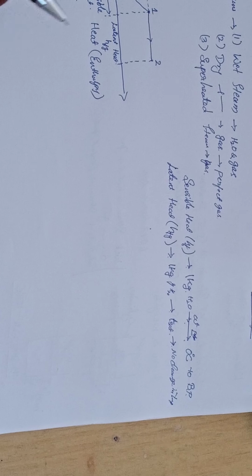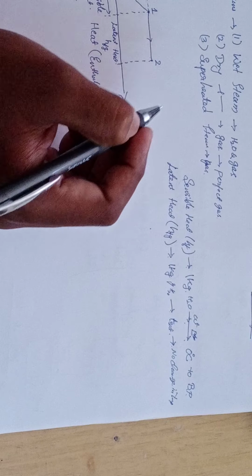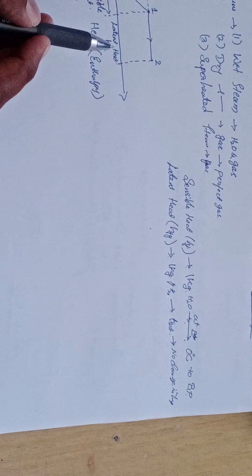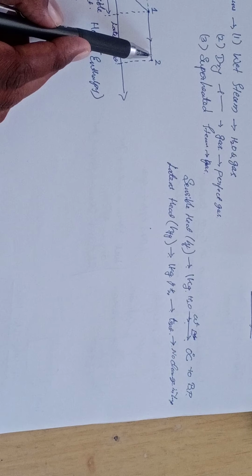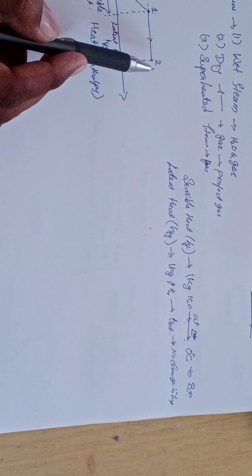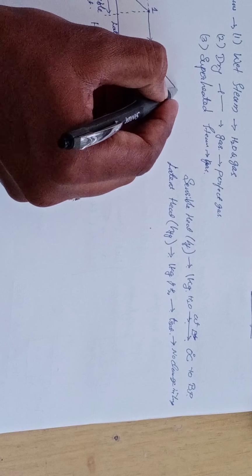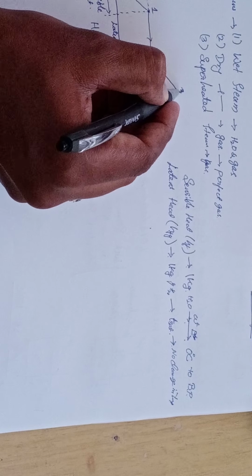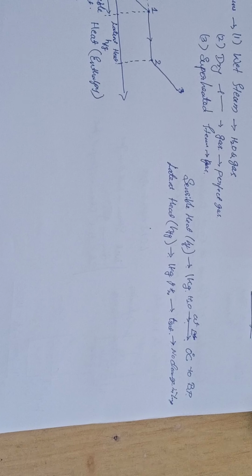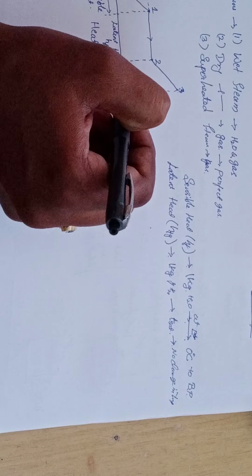And when it reaches point 2, that means it is at the saturation temperature. Above the saturation temperature is called the superheated region. From point 2 to point 3 is called the superheated temperature. So this is called superheated temperature.